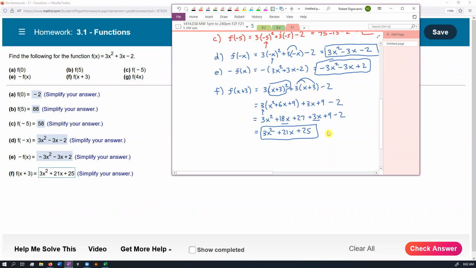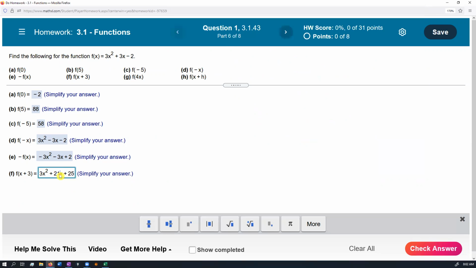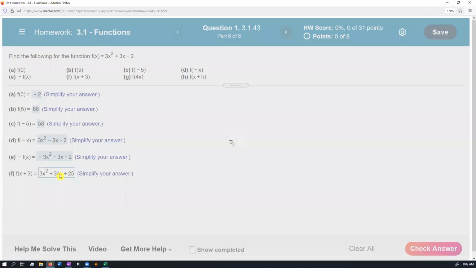Oh, I know what I did. Oh, darn me. I need to put this and this together. Oops. Okay, so we go 27 plus 9 is 36, and then take away 2, this should be 34. Yeah. Okay, glad that it gives me another chance.